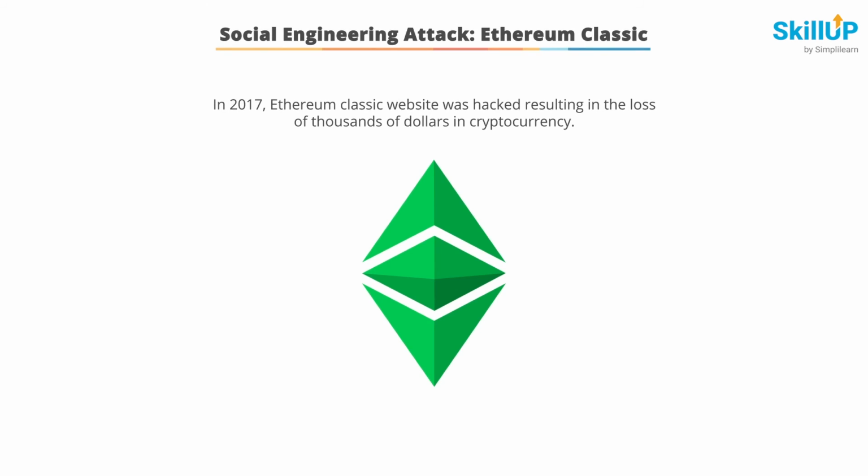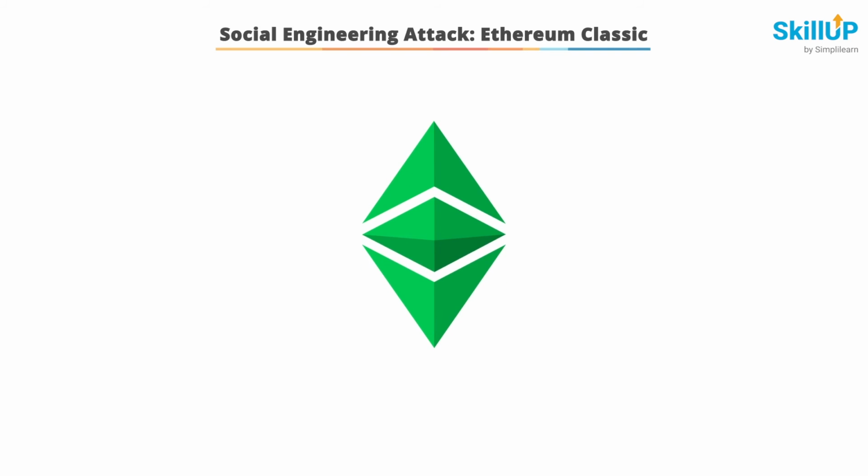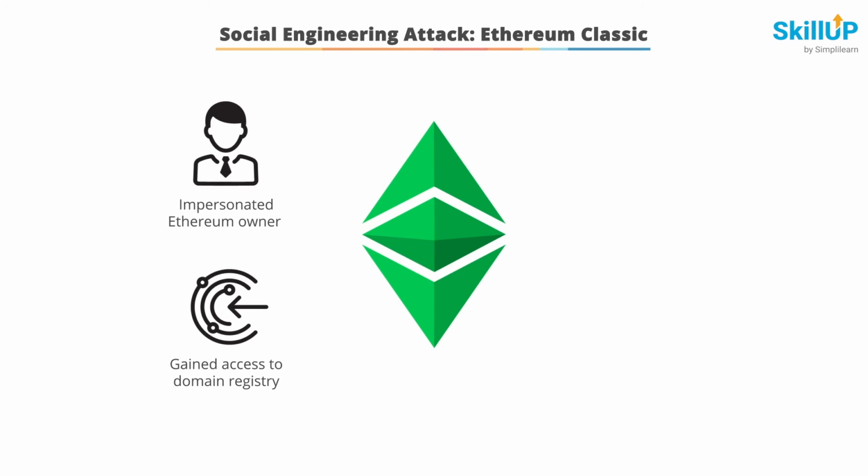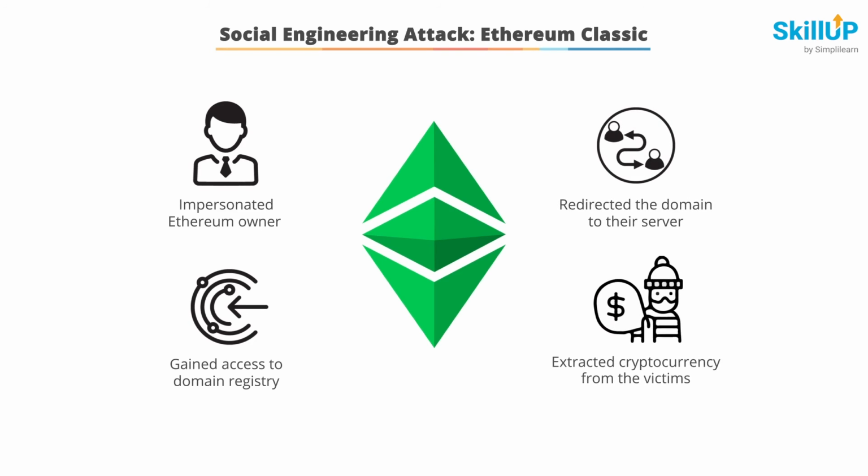Let's talk about some recent social engineering attacks. Several people lost thousands of dollars in cryptocurrency after the Ethereum Classic website was hacked back in 2017. Using social engineering, hackers impersonated the owner of Classic Ether wallet, gained access to the domain registry, and then redirected the domain to their own server. Criminals extracted Ethereum cryptocurrency from the victims after entering a code on the website that allowed them to view private keys that were then used for transactions.